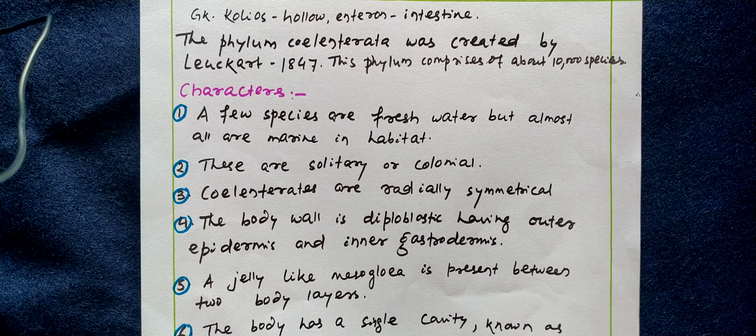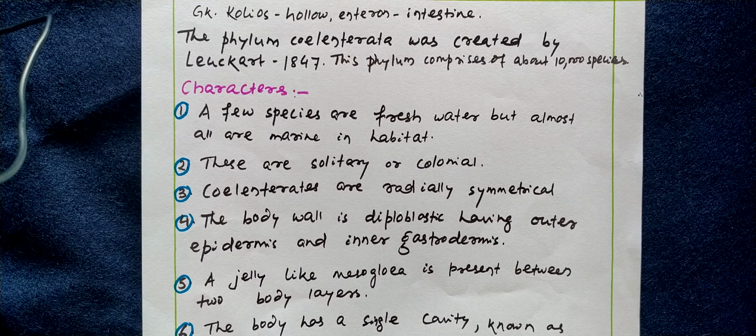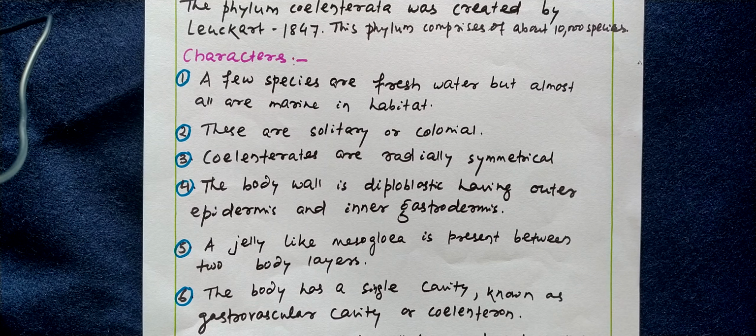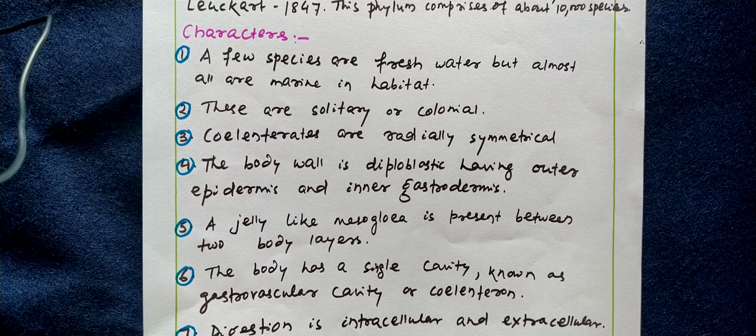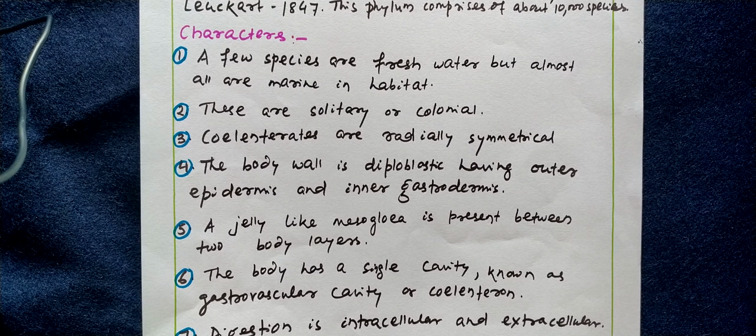Next, the general characters. Number 1, a few species are freshwater, but almost all are marine inhabitants. These are solitary or colonial. They may remain single or in a colony. Coelenterates are radially symmetrical. If a central axis is present, the body may be divided into several equal halves around the central axis. This is known as radially symmetrical.